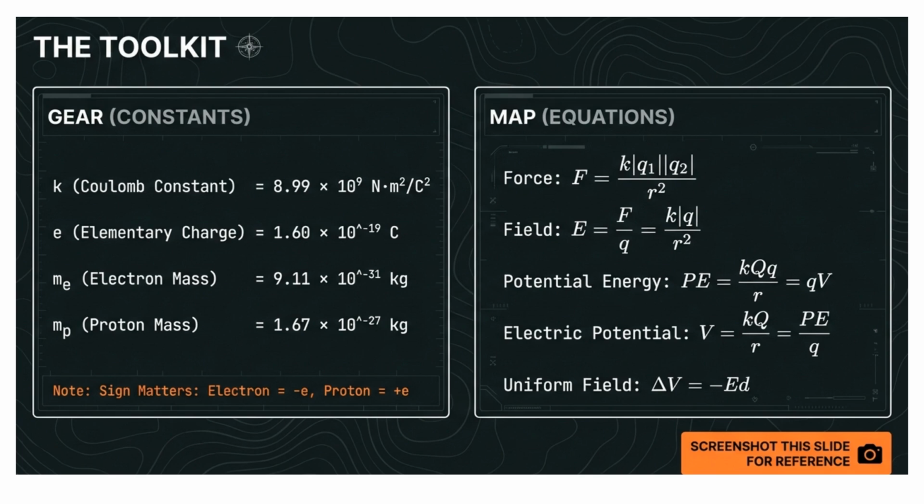This video's toolkit includes essential constants like the Coulomb constant, elementary charge, and the mass of electrons and protons. Remember that the sign of the charge matters for calculations. The equations needed are for force, electric field, potential energy, electric potential, and uniform field.